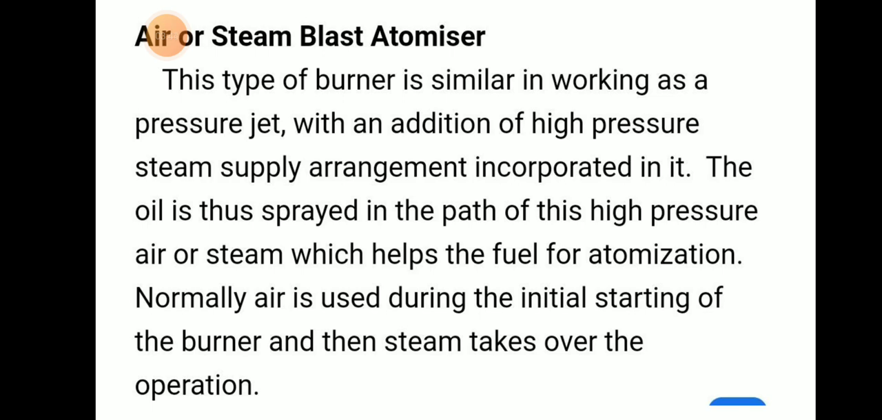The oil is thus sprayed in the path of this high pressure air or steam, which helps the fuel for atomization. Normally air is used during the initial starting of the burner, and then steam takes over the operation.